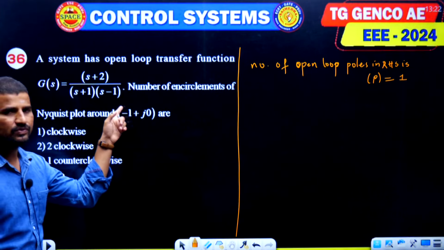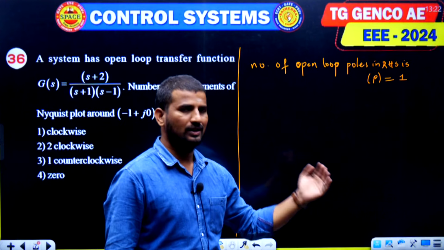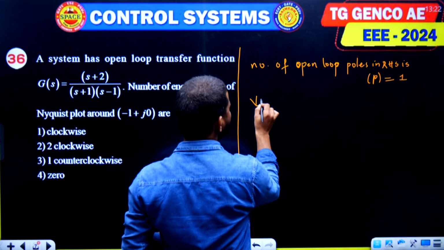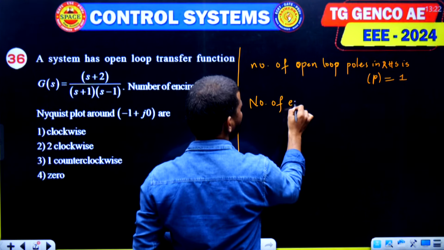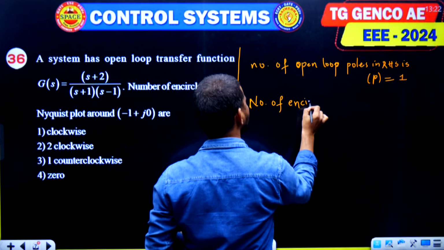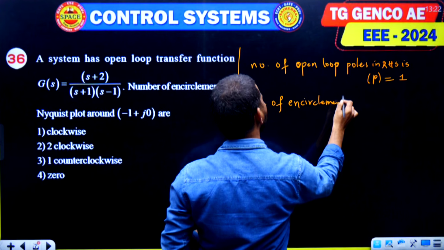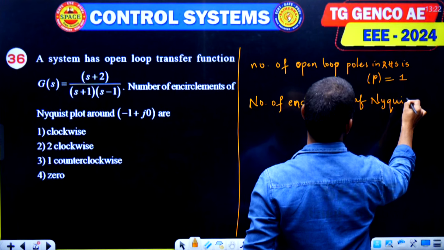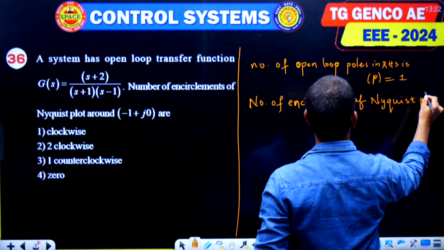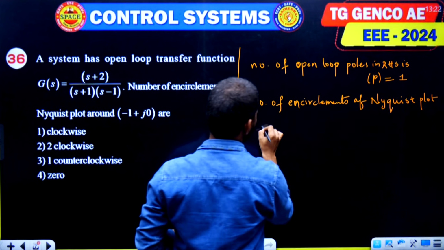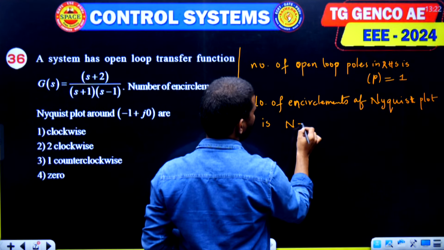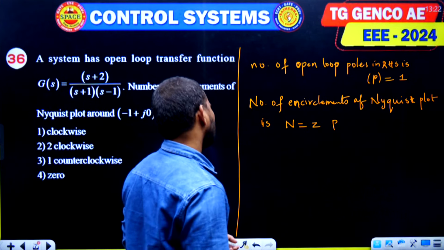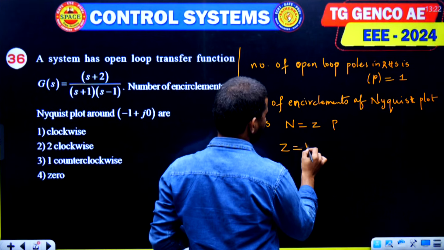Looking at this, s equals plus 1, so the open loop pole is going to be on the right hand side of the s plane. If I want to write the number of encirclements of the Nyquist plot, N is equal to Z minus P. If we want to write Z here, that is going to be N minus P.